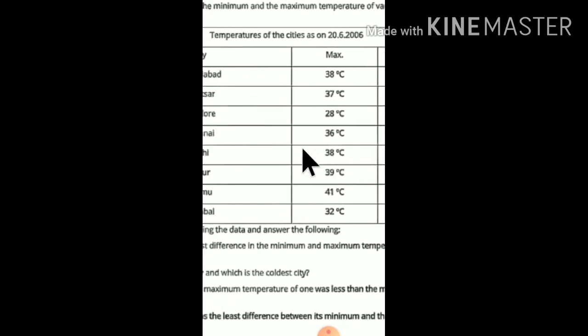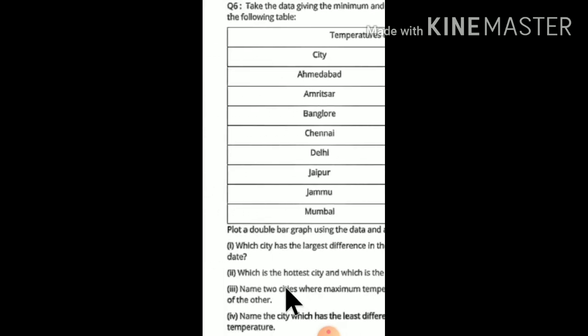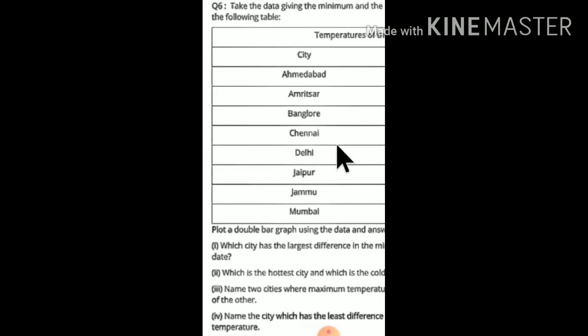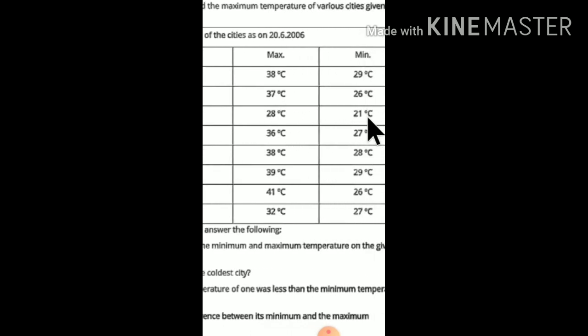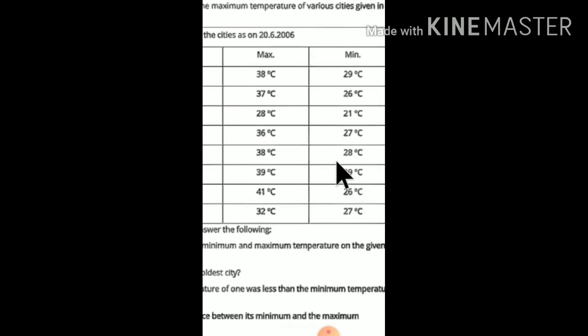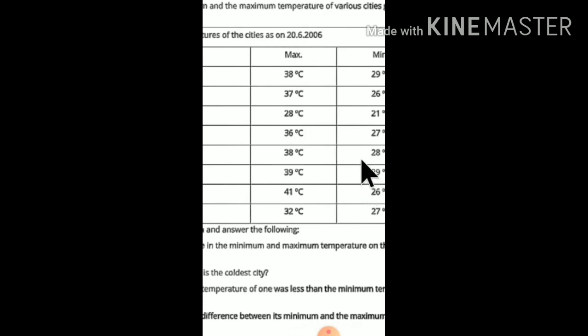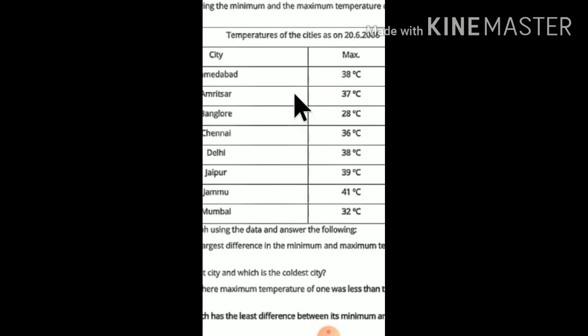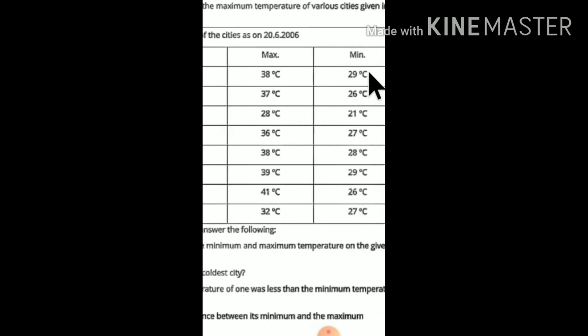Now next question, name two cities where maximum temperature of one was less than the minimum temperature of the other. So let us see Bangalore and Jaipur. In Bangalore and Jaipur, Bangalore is having maximum 28 and minimum is 21. But Jaipur is having maximum 39 and minimum 29. So here the maximum temperature of Bangalore is less than the minimum temperature of Jaipur. Okay. Now next two cities are Bangalore and Ahmedabad. So in Bangalore and Ahmedabad, the maximum temperature of Bangalore is less than the minimum temperature of Ahmedabad.